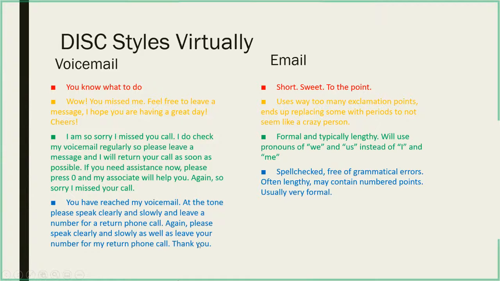And then as a C, they're very analytical again, so their voicemail is pretty to the point. They usually repeat themselves. So I know, we all call people and leave our phone number.